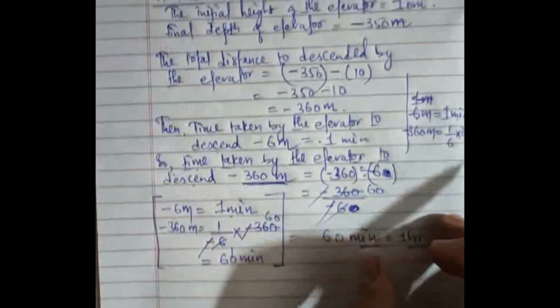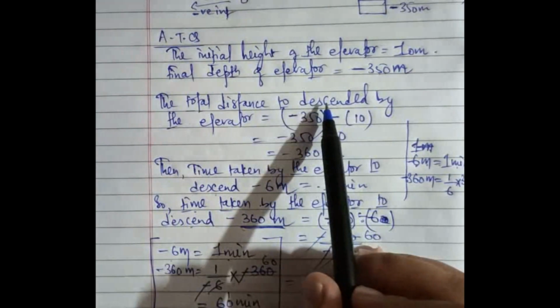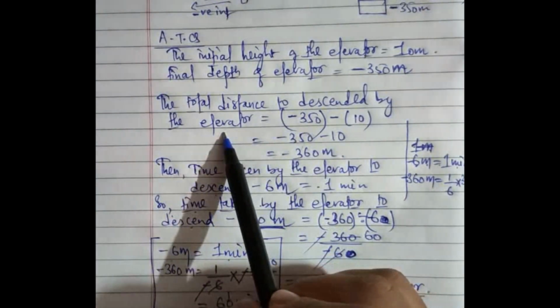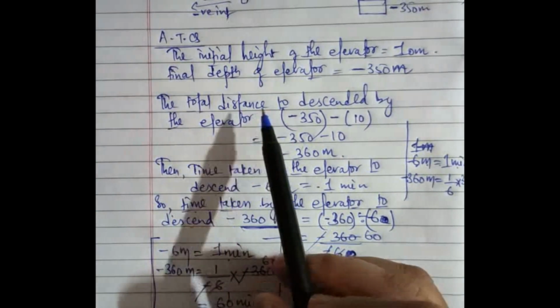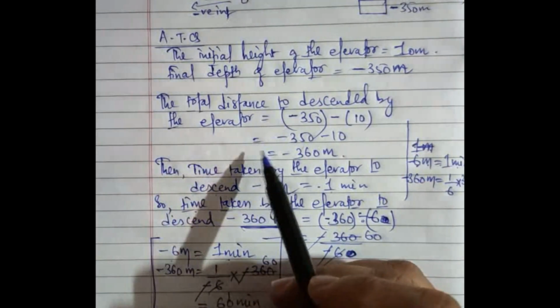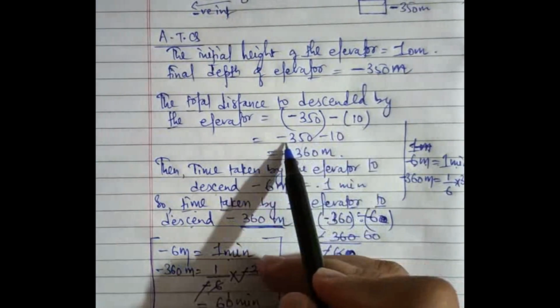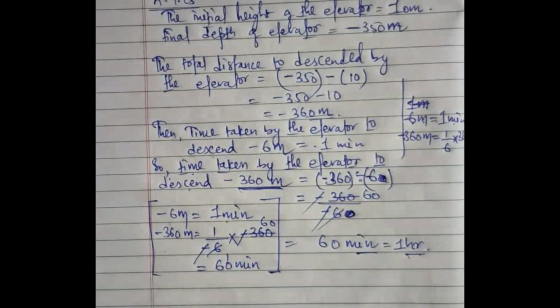Why is it not 350? Because we have to find the total distance to be descended by the elevator, that is, the distance traveled downward. So minus 350 minus 10 is equal to minus 360 meter. Alright, I hope you are clear with this.